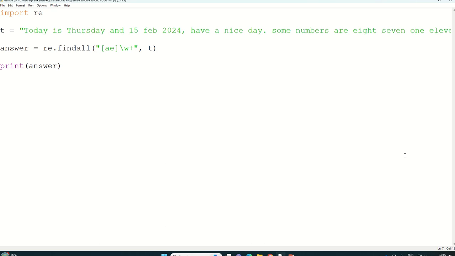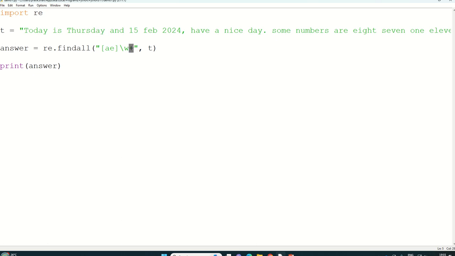Hello everyone. Today's topic is again on regular expressions, and we are using the findall function that is built into the regular expression module. What we are checking is the word which starts with either A or E, but not necessarily at the start. Like inside this, we have A. After that A, there is a Y, so it will print AY also.